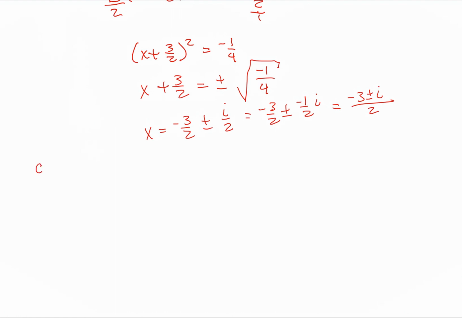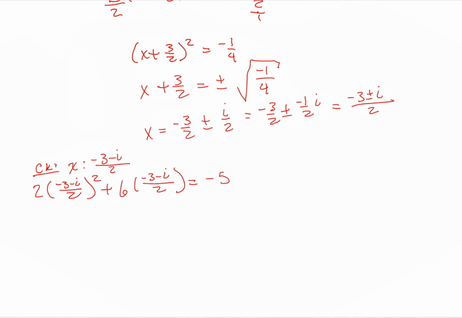Again, I'm going to only check one of them just to save time, and I'm going to leave you the second one. Okay, so I'm going to check negative 3 minus i over 2. And I'm going to put that back into the original. So that's 2 times (negative 3 minus i over 2) squared plus 6 times (negative 3 minus i over 2) equals negative 5. All right?